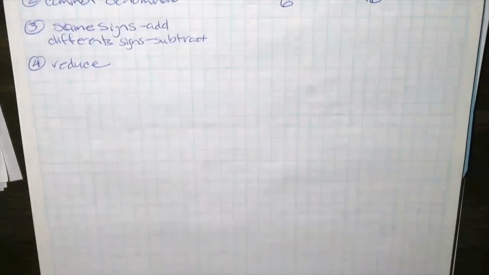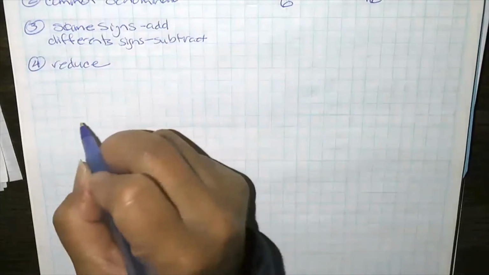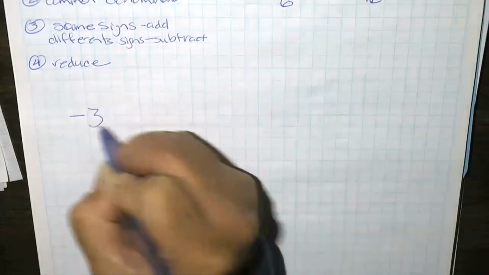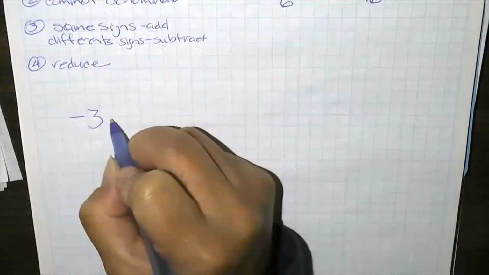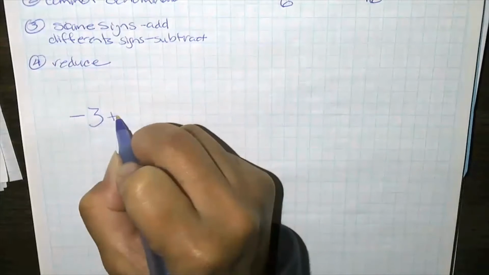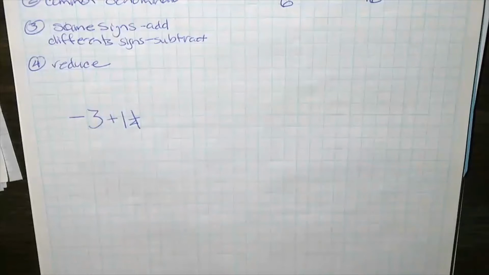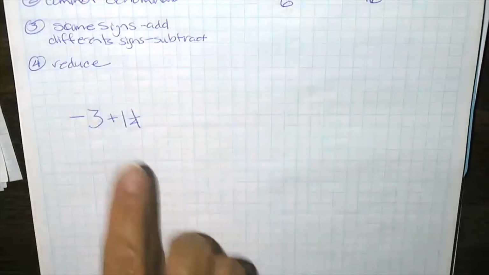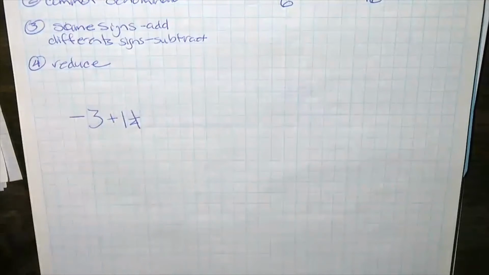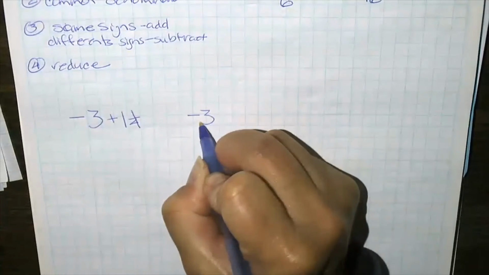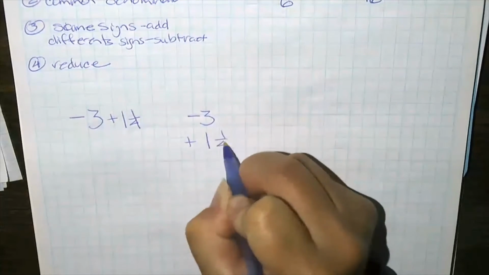Okay, what happens if I have -3 plus 1 and 1/4? -3 plus 1 and 1/4. The first thing I want to do is line them up vertically. We want to line them up vertically, and I want to put my largest numbers on top. So -3 plus 1 and 1/4.